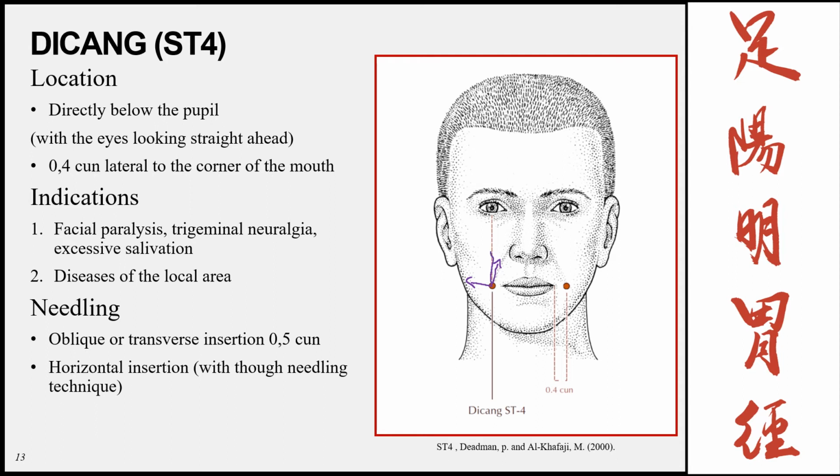And then can you think why we do not do a perpendicular insertion for this point? So if you think about where this point is located, it's located on the cheek, and there's not much tissue in this area. So if you did a perpendicular insertion of 0.5 to 1 tsun, you would end up going straight through the cheek and coming into the mouth region. So this is why we do not do perpendicular insertions on this specific point, because of what lies beneath the point, which is the cavity of the mouth.